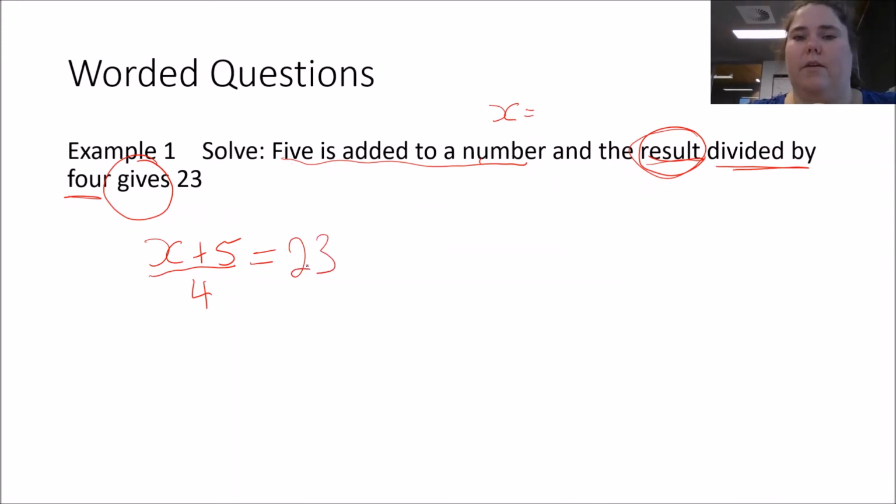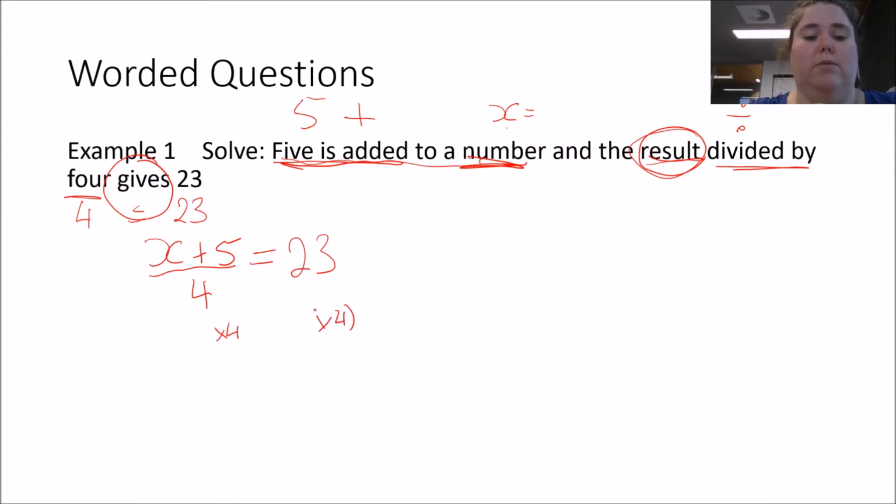So generally you just need to figure out which numbers go where. Break it down sentence by sentence, or even word by word. 5 is added. Well, right there we know that's 5 plus a number. We add that in. Divided by 4 gives 23. So we can break our words down and actually get what our equation is. And then we need to rearrange it. So we'll get rid of the fraction first.